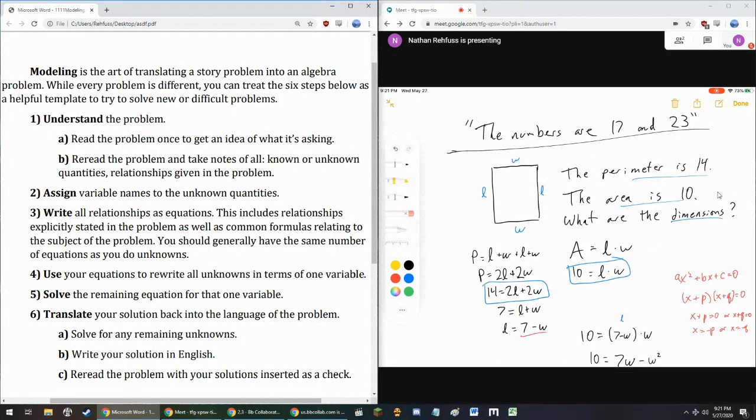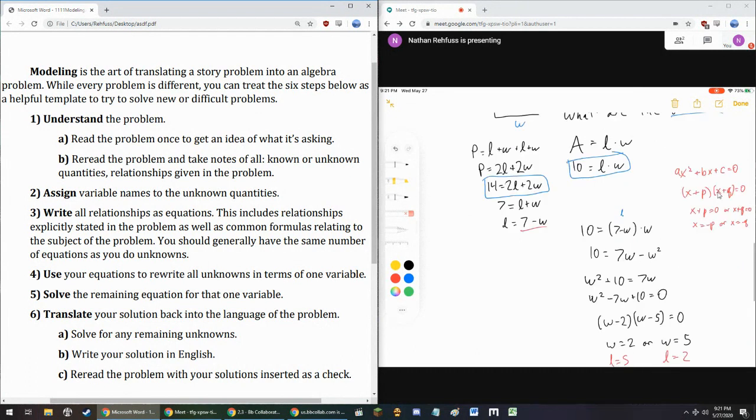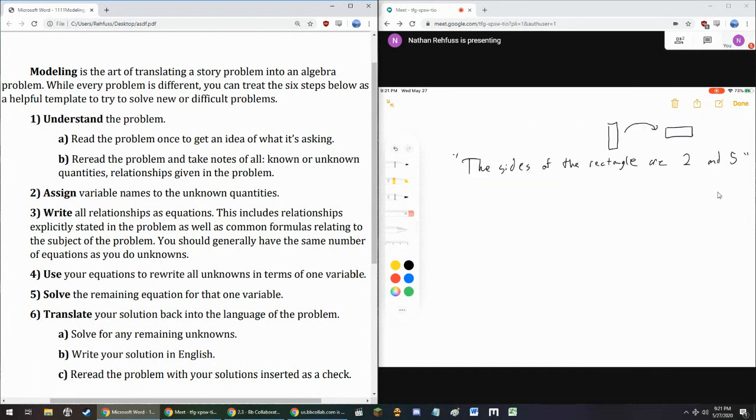Perfect. So the only difference between that and the first problem is we got two solutions, but they were really the same back in the language of the problem. The other thing is we did have to pull in our own knowledge of formulas for area and perimeter.